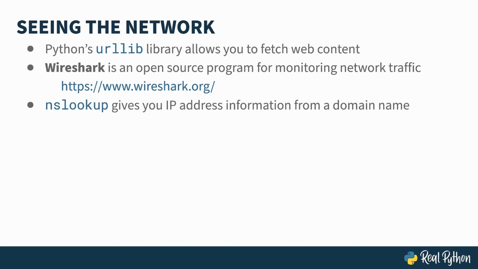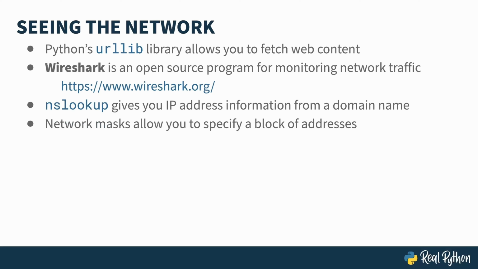To find the IP address of python.org, I'm going to use the nslookup utility available on most operating systems. This takes the name of a server and returns the address or addresses associated with it. You might recall in an earlier lesson, I mentioned that python.org has multiple addresses.